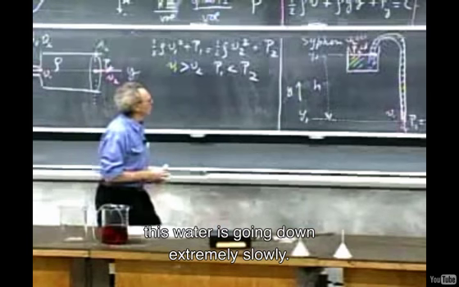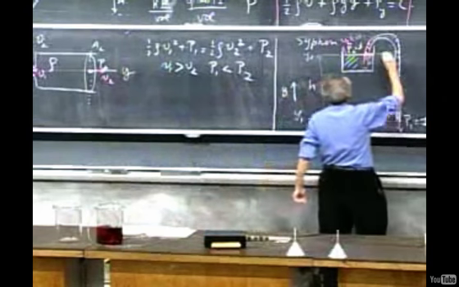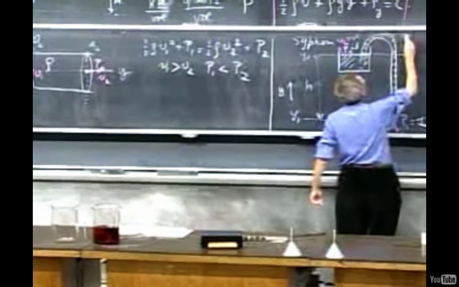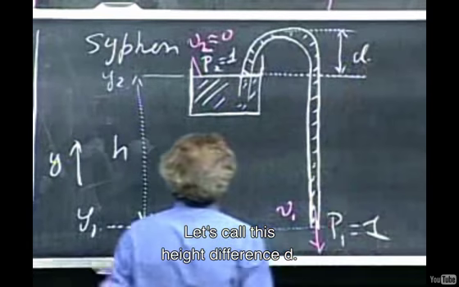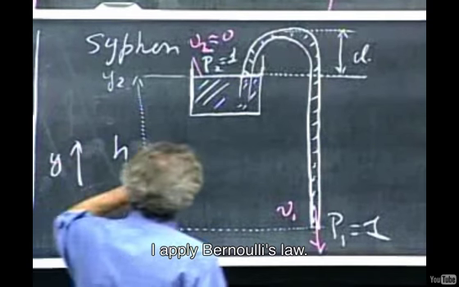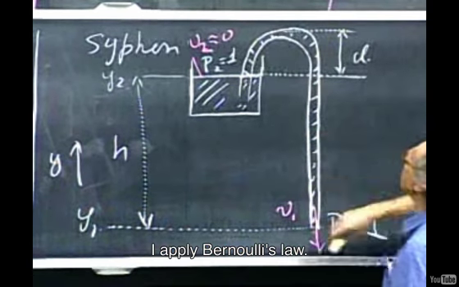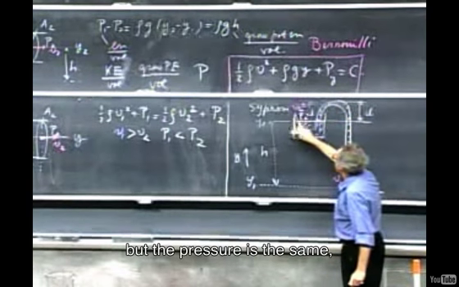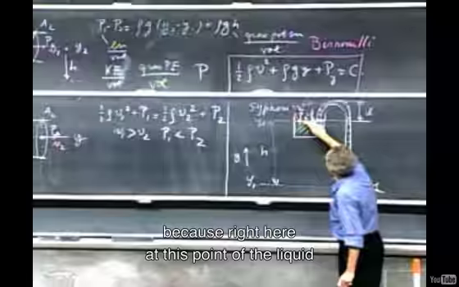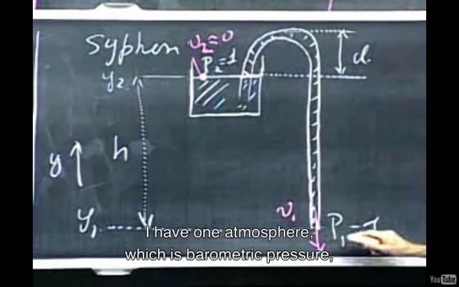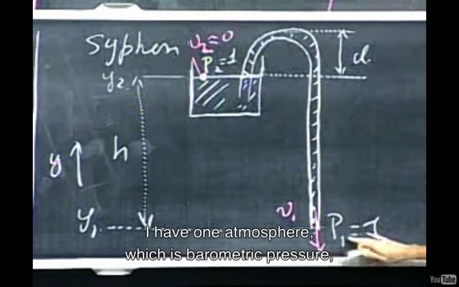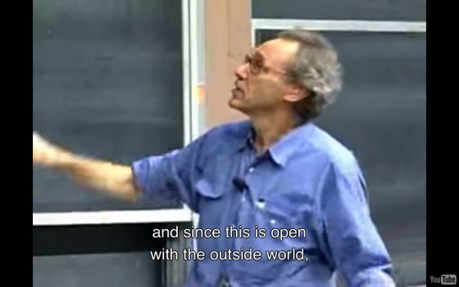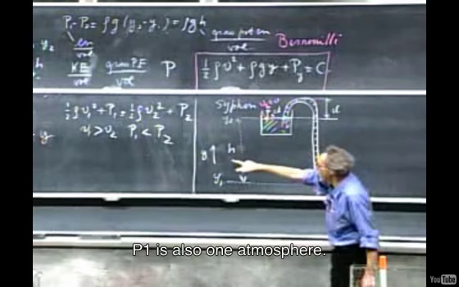Let's call this high difference D. I apply Bernoulli's law. So now we have a situation where the Y's are different, but the pressure is the same, because right here, at this point of the liquid, I have 1 atmosphere, which is barometric pressure, and since this is open with the outside world, P1 is also 1 atmosphere. So now I lose my P term. There I lost my Y term, now I lose my P term.